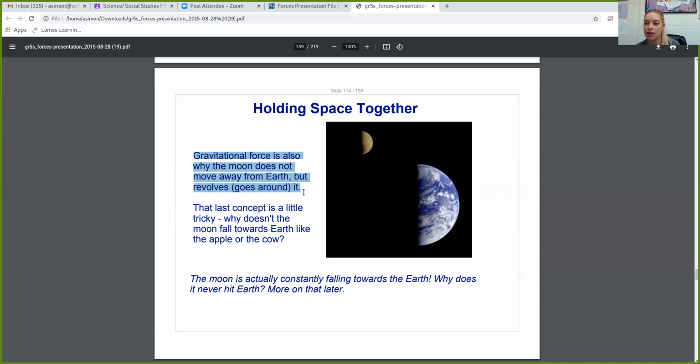So with that, we want to think about the cow example and the apple example. If we think about that in relationship to the moon and the earth, many of us might ask the question, well, why doesn't the moon fall into the earth then? The answer is it's actually constantly falling towards earth, but it never hits it. Why? That's something we're going to be able to answer later as we learn more about gravity. As far as what you need to know about space, it's gravitational force that is why the moon does not move away from Earth, but constantly revolves around it.